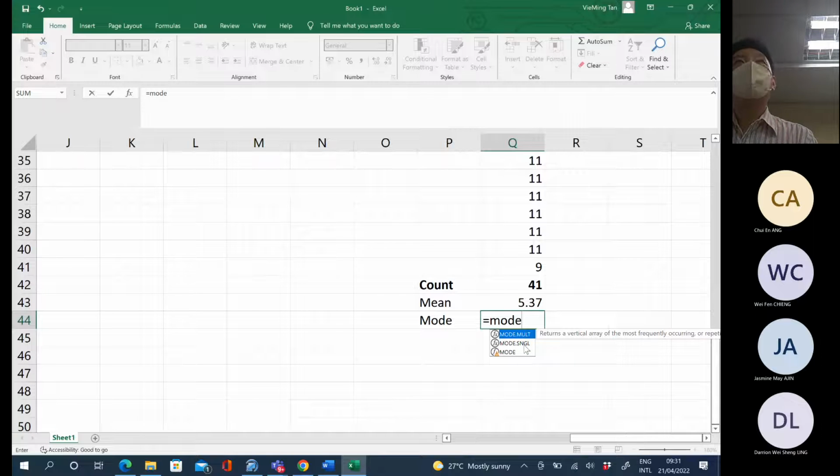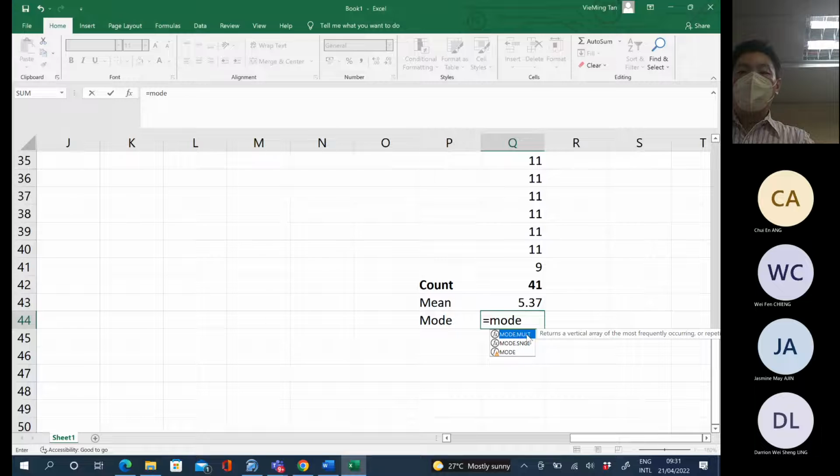If you choose single mode, that means Excel will find the mode with the lowest value, and that figure will be given to you. If you choose multiple mode, then more than one mode will be given if there are two modes. So if that's the case, we'll choose multiple. Choose this one, the first one, multiple.